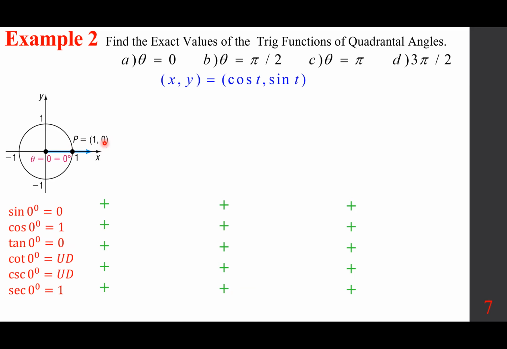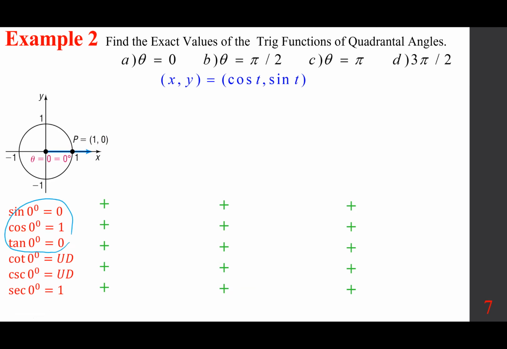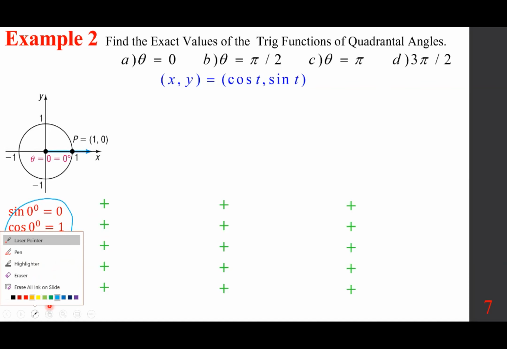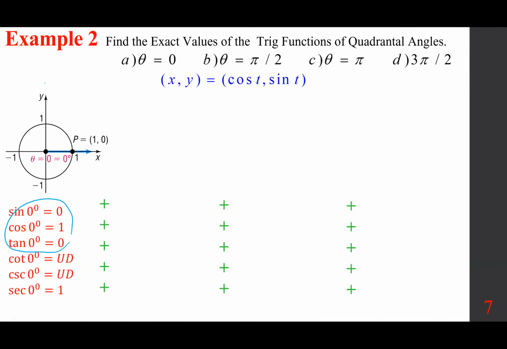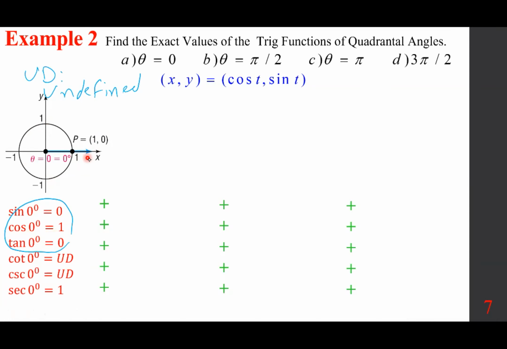So first understand these three. Now, what is the reciprocal of 0? Undefined. Because of that, cotangent and cosecant are undefined. And I hope this will help us remember these common arcs.